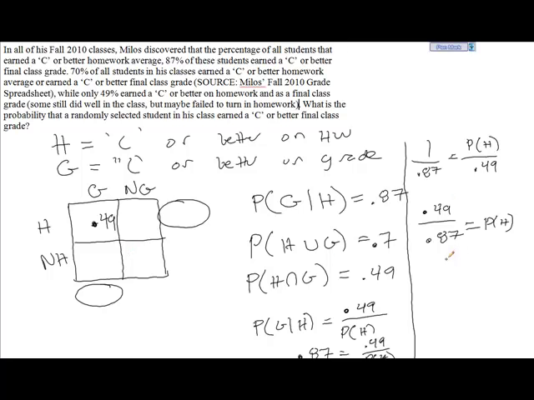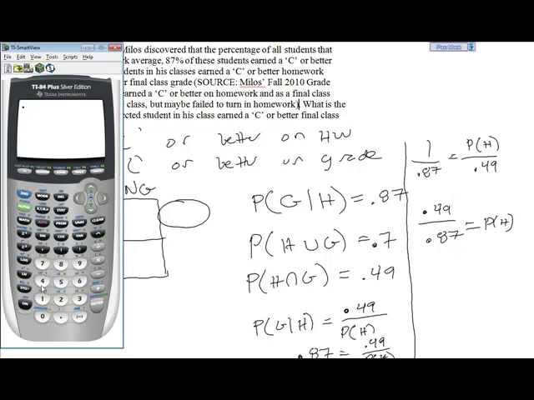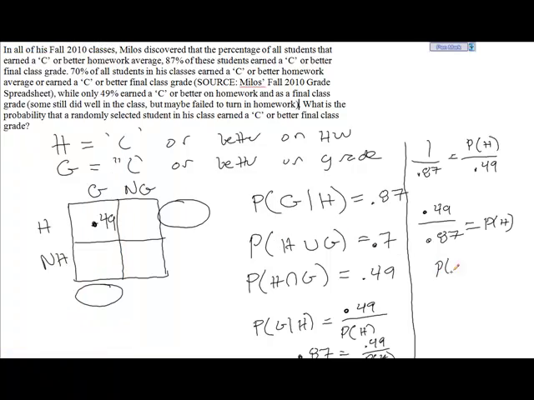Alright, well, what is 0.49 divided by 0.87? Let's figure that out. And that is 0.56. So P of H is about 0.56. And so we can label that over here. Okay, what does that mean? So 49 out of 100 people got both of these. 56 got a C or better on homework. Then there were 7% of people who got a homework grade of C or better, but didn't get a total class grade of C or better. So most people who did the homework got a grade of C or better.